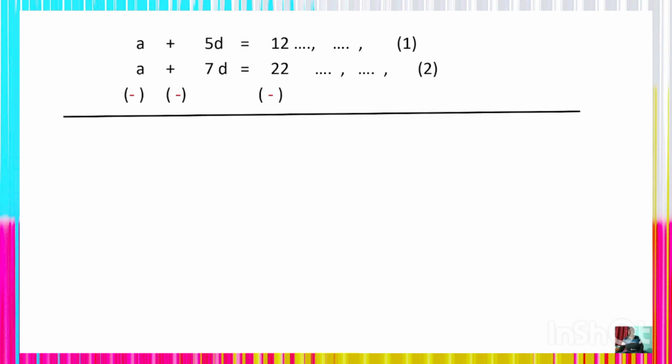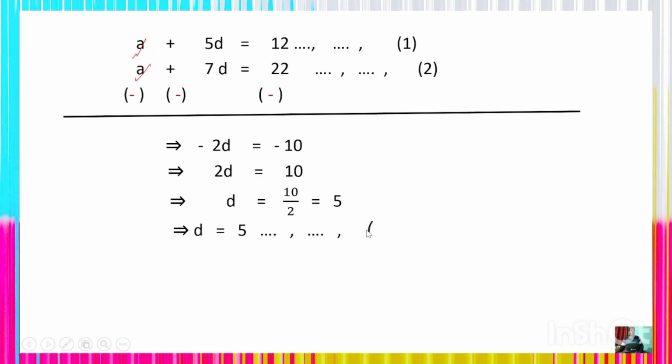Now you have to solve these equations. a plus 5d is equal to 12. a plus 7d is equal to 22. Now you have to subtract equation 1 from equation 2. After subtraction you will get, you see here, the plus a minus a will be cancelled. After cancellation you will get 5d minus 7d, which is minus 2d, and 12 minus 22, which is minus 10. Thus we get minus 2d equals minus 10, so the negative signs cancel. Thus we get d is equal to 10 by 2, which is 5. Thus the common difference is 5.